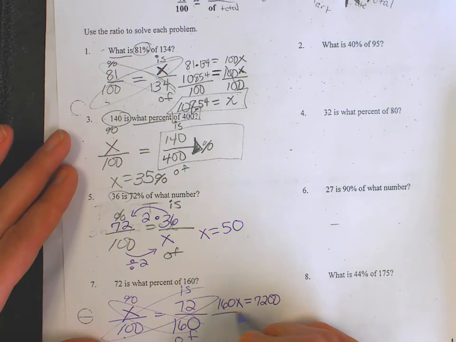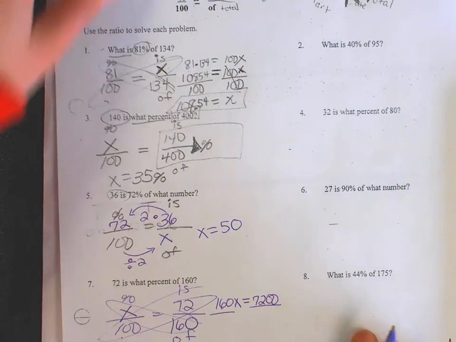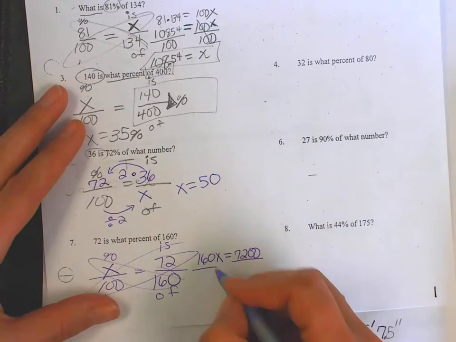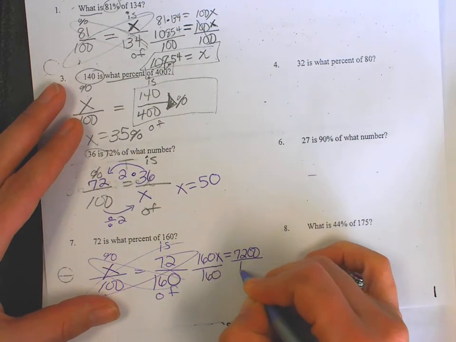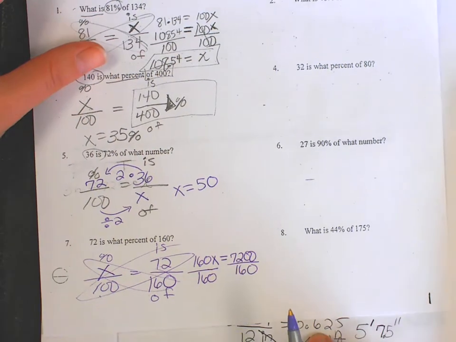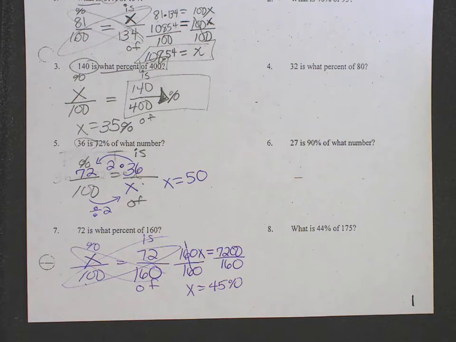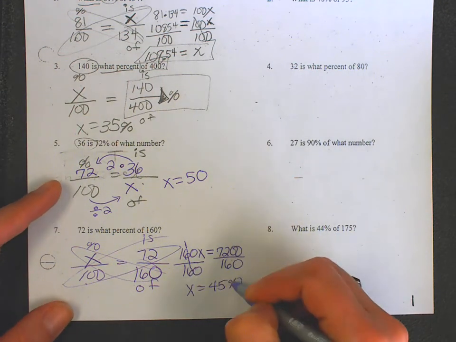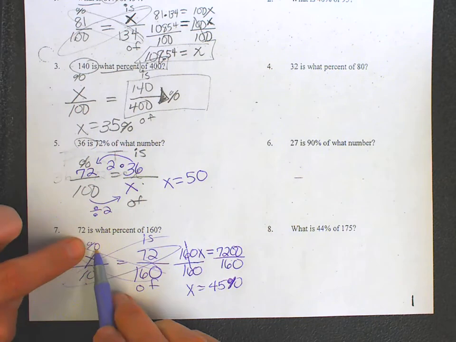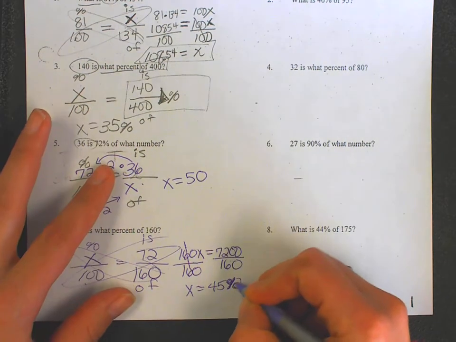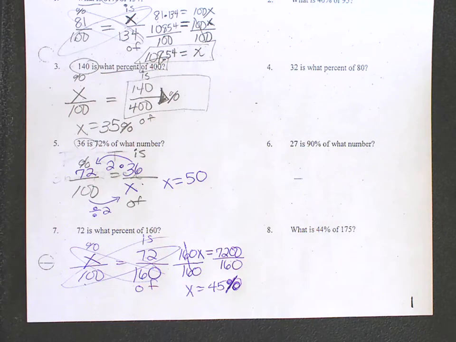I'm going to divide both sides to get rid of times because I'm trying to get x by itself. So I'm going to divide by the coefficient, which is the number in front of x. And I get 45%. 160 divided by 160 is 1x. I don't have to write the 1. When I do this in the calculator, I get 45. And I know that I'm looking for percent, so I'm going to label it as percent. Just like when I'm looking for centimeters, I would label it centimeters.